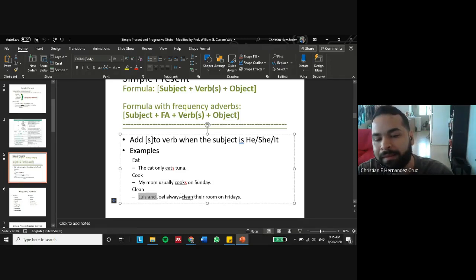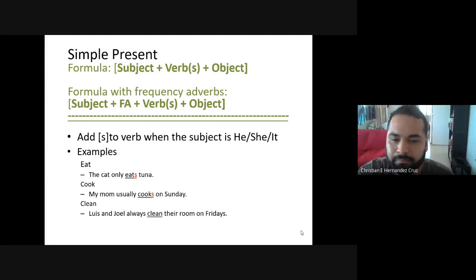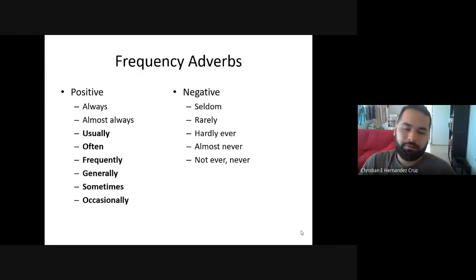But this also works the other way, because we could eliminate Joel, like in The Last of Us 2, and we could just say Luis always cleans their room on Fridays or his room on Fridays. If we were to just focus on one of the two boys, then we could add the S. But since they're working together, it doesn't have the S.